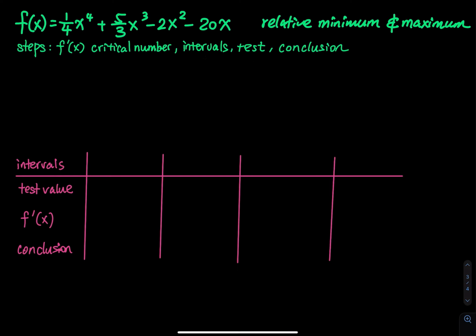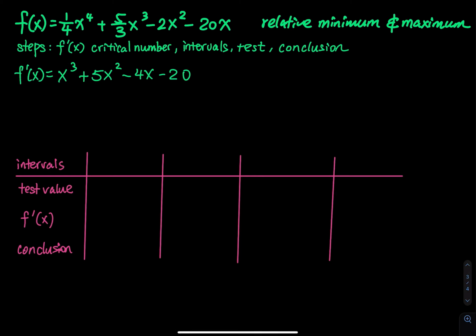Let's get started. So the first step is we are looking for f prime of x because we are trying to analyze the slope. So f prime of x, you bring the 4 down, so the fraction is gone, you have x to the third, and then you bring the 3 down, the denominator is gone, you have 5x squared, bring the 2 down, you have minus 4x, and then the derivative of the linear term is negative 20. All right, so now the derivative is done.